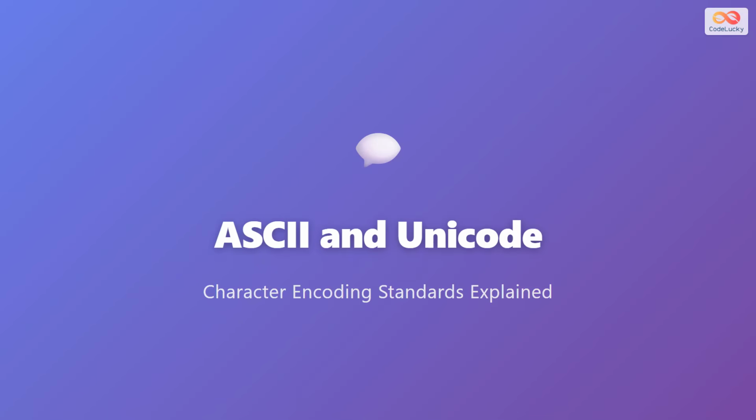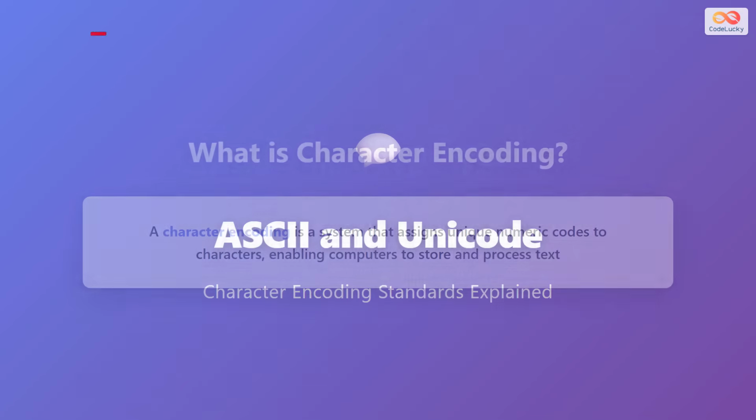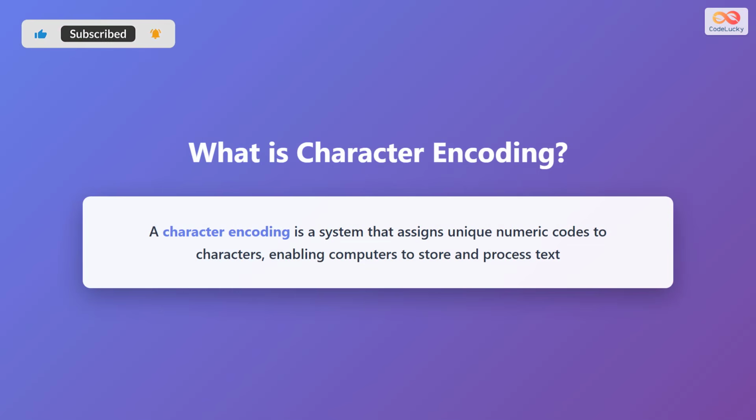Welcome to this video on ASCII and Unicode, where we'll explore the fundamental character encoding standards that make digital text possible. A character encoding is a system that assigns unique numeric codes to characters, enabling computers to store and process text. Without encoding standards, computers wouldn't understand letters, numbers, or symbols.